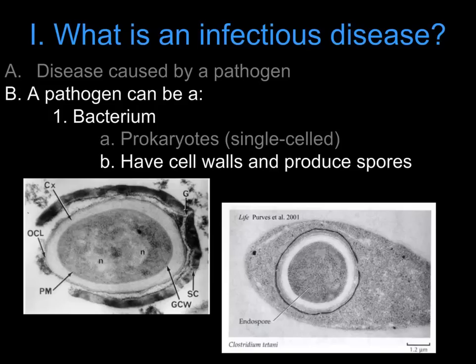Some characteristics that make them interesting is that bacteria have cell walls. They're not like plant cell walls chemically, but functionally they're similar in that they protect the organism and help give the bacterium structure. Just like a plant cell wall helps to give the plant cell structure. Bacteria also have another characteristic in that they produce structures called spores.